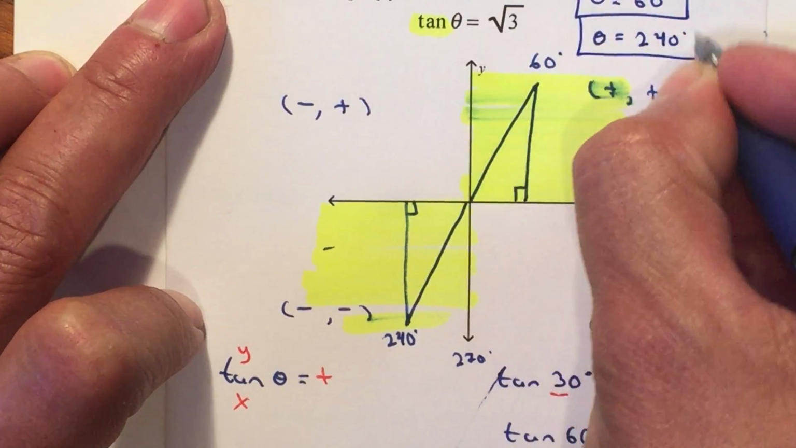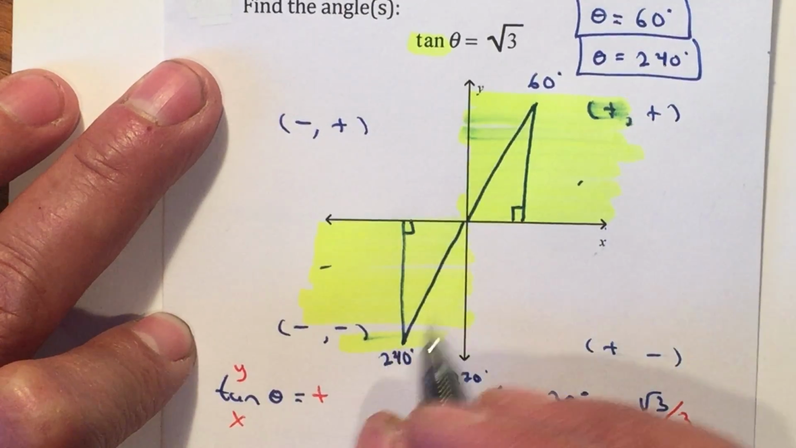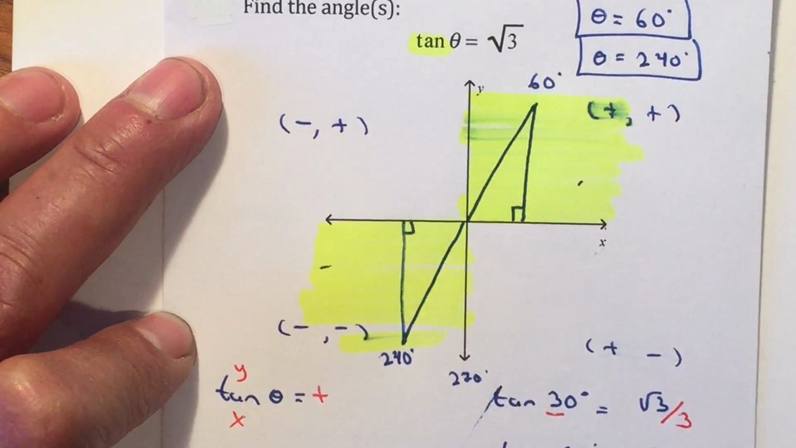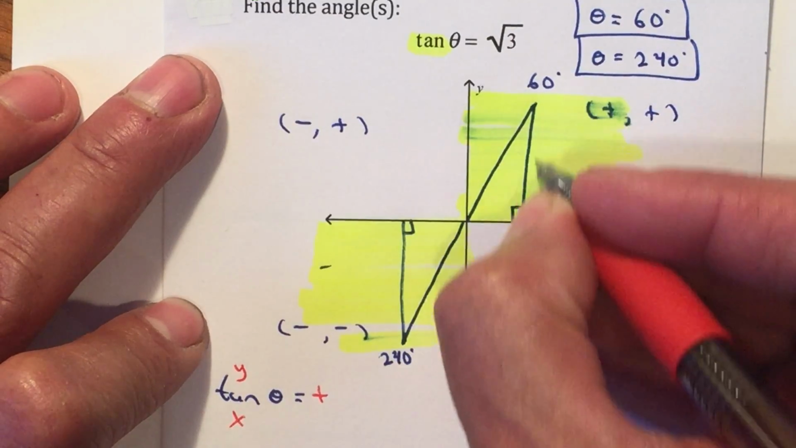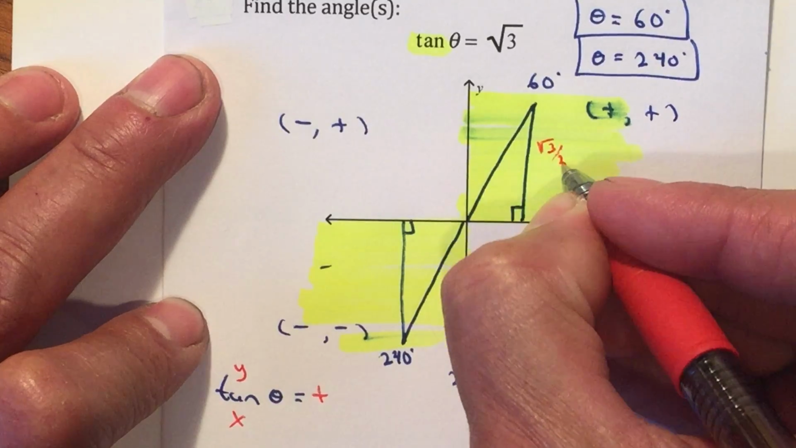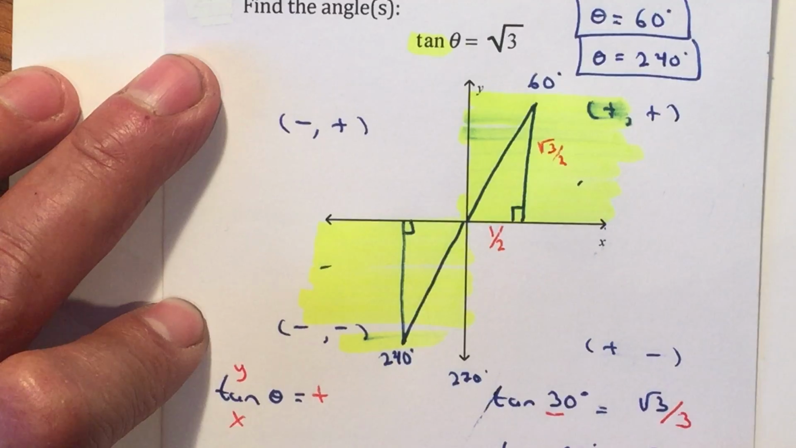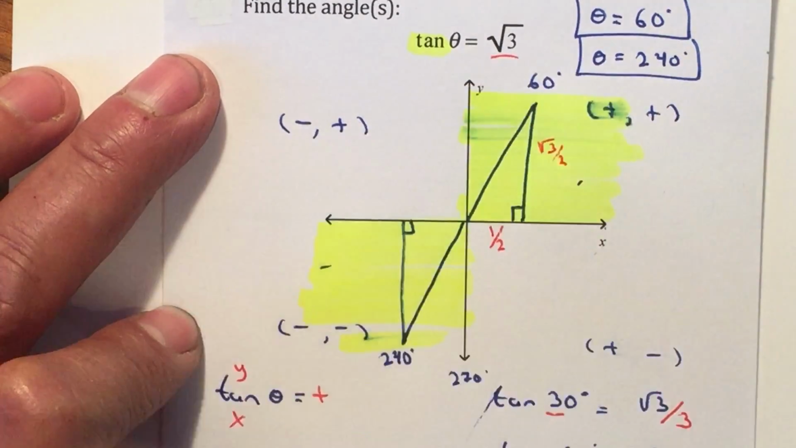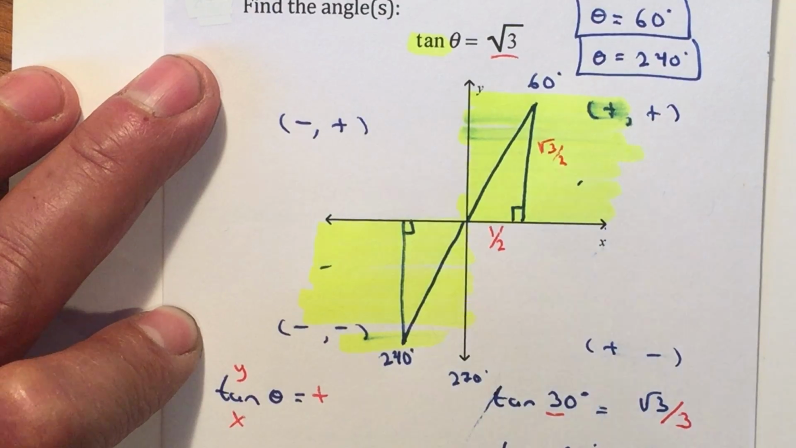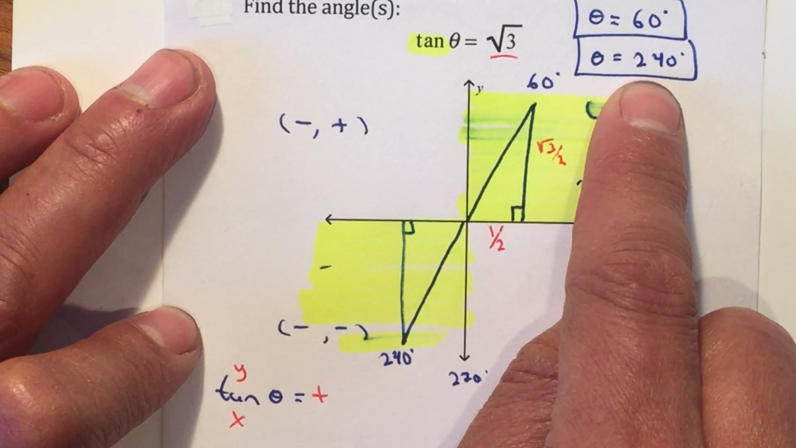Now if you want to double check to make sure that it's equal to square root of 3, you can always go through your y, which is your longer side, square root of 3 divided by 2, and your x will be your shorter side, which is 1/2. And we can go through the division, and it'll give you square root of 3. So therefore your answers are 60 degrees and 240 degrees.